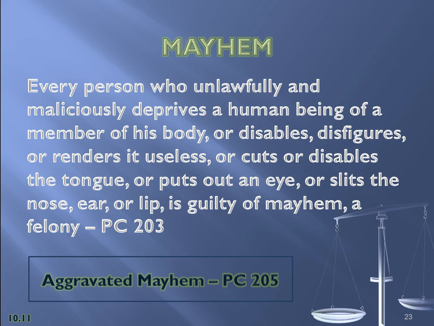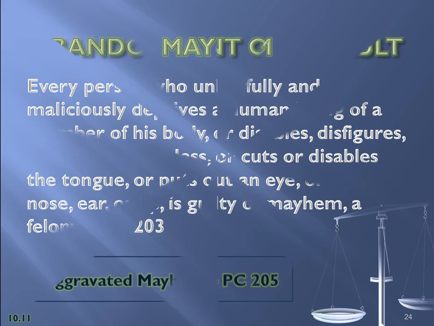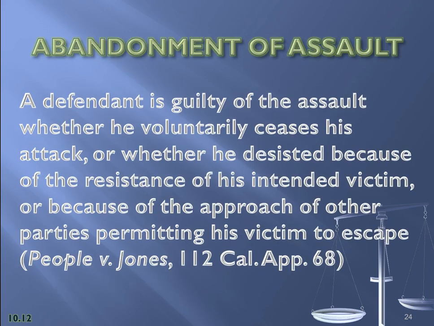Mayhem is defined under section 203: every person who unlawfully and maliciously deprives a human being of a member of his body, or disables, disfigures, or renders it useless, or cuts or disables the tongue, or puts out an eye, or slits the nose, ear, or lip, is guilty of mayhem under this particular section. And then more severe than that would be section 205, which is what they call aggravated mayhem.